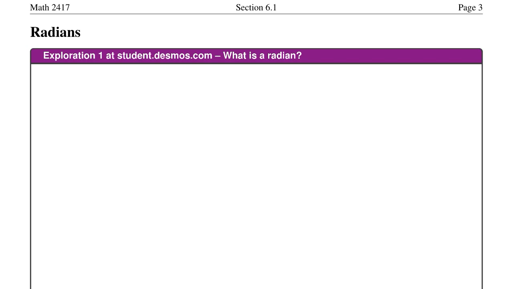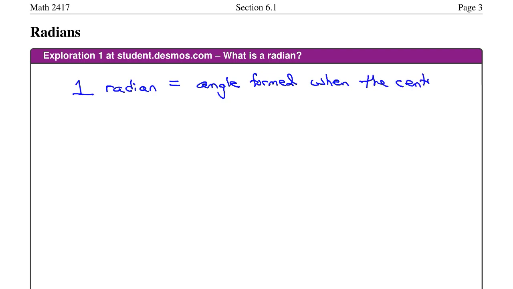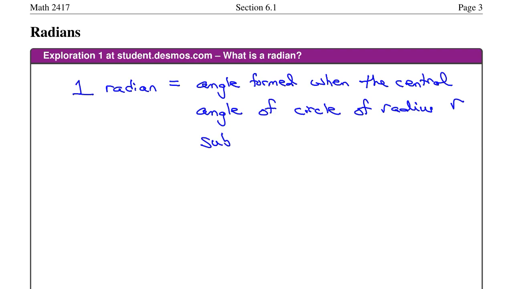All right, so hopefully you had a chance to do the activity. So let's figure this out. What exactly is 1 radian? Well, 1 radian is the angle formed when the central angle of a circle of radius r subtends, and the word subtends just means cuts off, subtends an arc of length r.